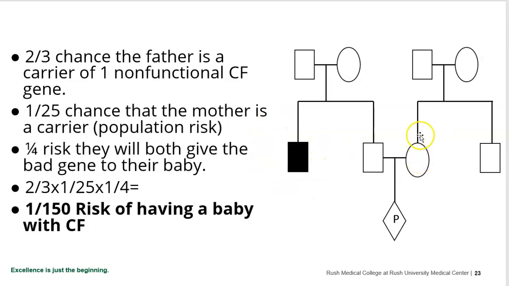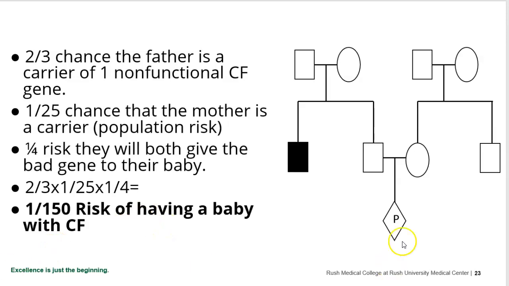What do we use for mom? There's no family history of cystic fibrosis, so we use the population risk. They would have to give this to you unless I gave you a document that showed what the risk is. So the population carrier frequency for this particular disorder is 1 in 25. What's the chance that they both give the bad gene? Well, 1 in 4, right? So 2/3 chance that dad's a carrier, times the carrier frequency for mom because there's no family history, times the chance that they both give the bad allele, which is 1 in 4. So there's a 1 in 150 risk of having a baby with cystic fibrosis.